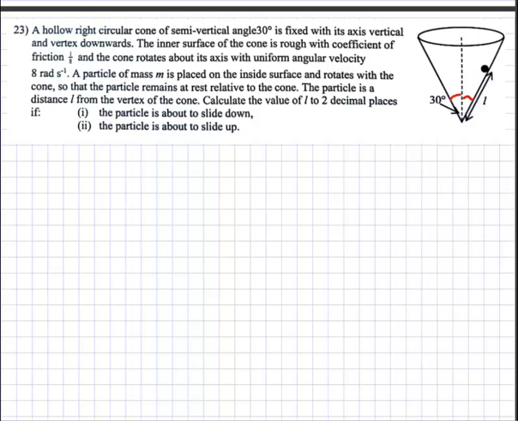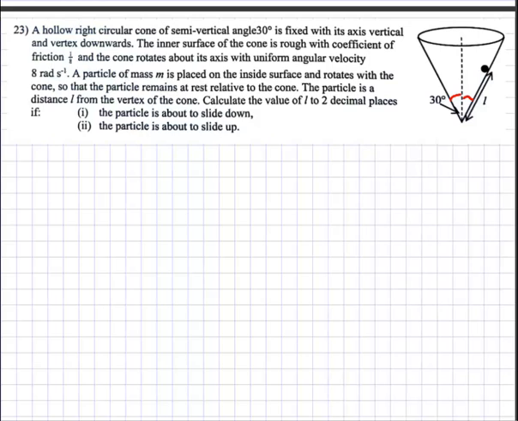Anyway, we need to appreciate that the inner surface of the cone is rough with a coefficient of friction of 1/8. Now, this is the cone that is rotating about its axis. So imagine that cone spinning really fast. We're told that the angular velocity is 8 radians per second. And there's an object inside that cone that's effectively static. It's sort of held against the side of the cone.